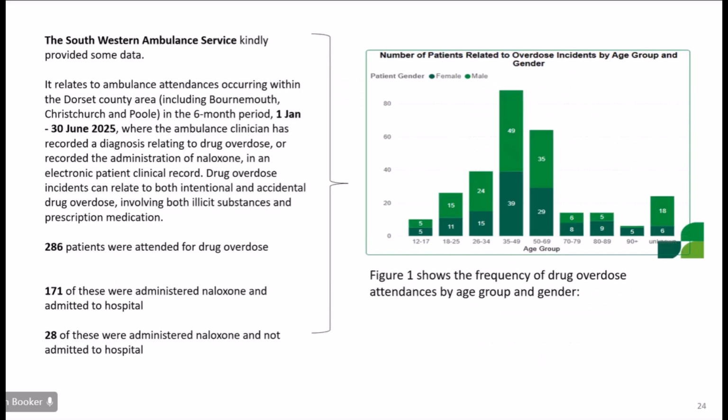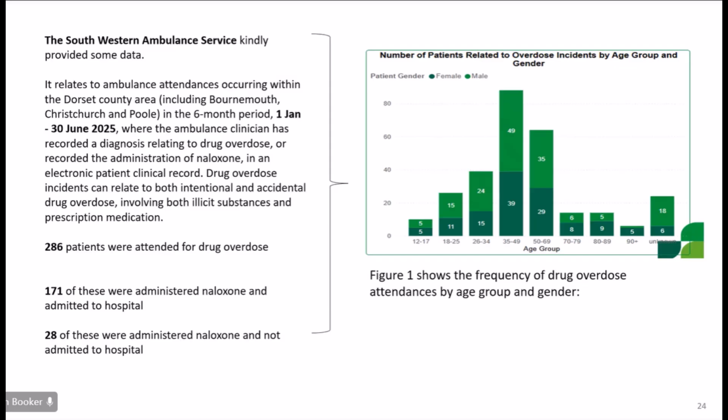The Southwestern Ambulance Service kindly provided some data. It relates to ambulance attendances occurring within the Dorset County area, including Bournemouth, Christchurch and Poole, in the 6-month period, the 1st of January to the 30th of June 2025, where the ambulance clinician has recorded a diagnosis relating to drug overdose or recorded the administration of naloxone in an electronic patient clinical record. Drug overdose incidents can relate to both intentional and accidental drug overdose involving both illicit substances and prescription medication.